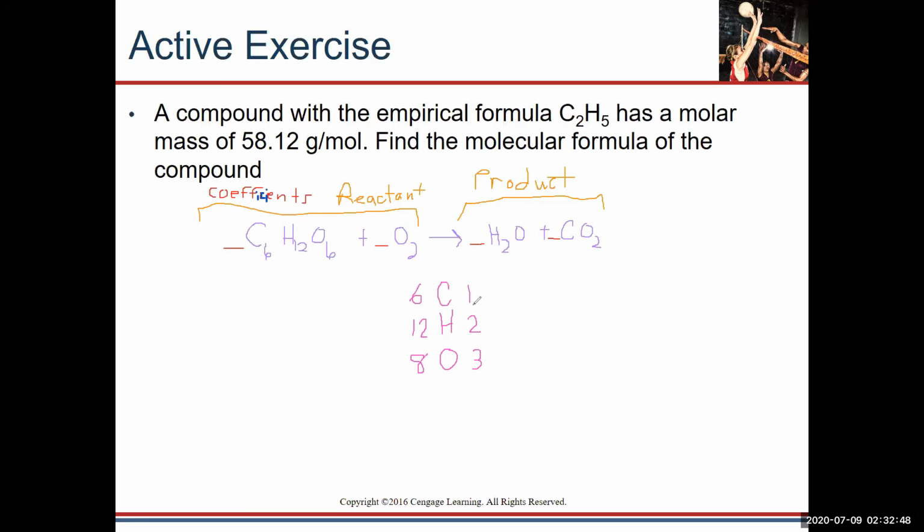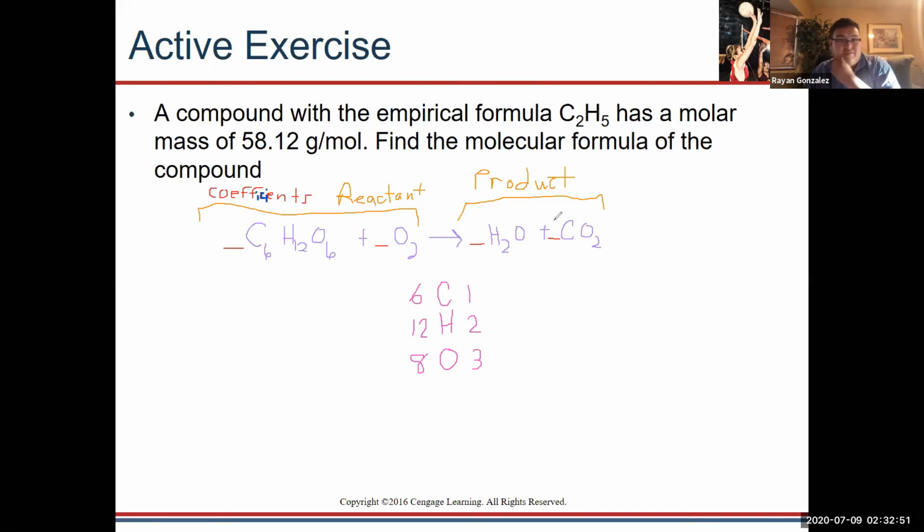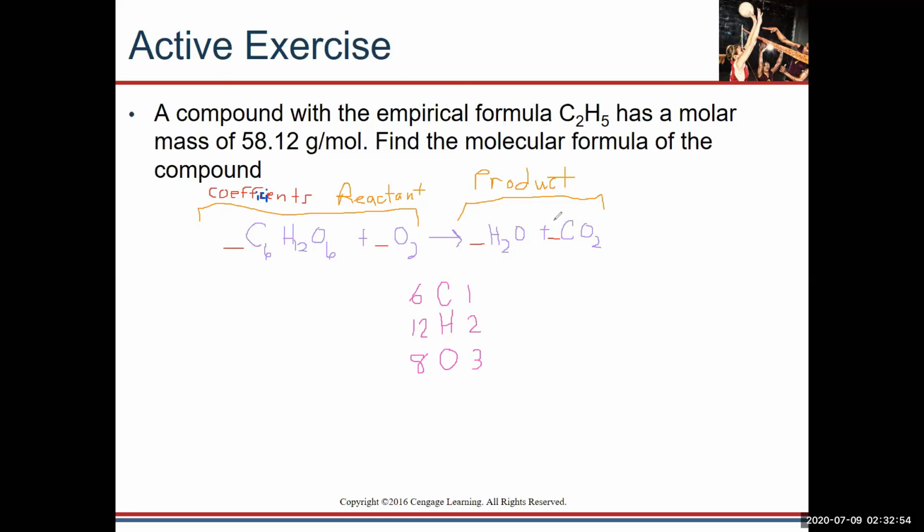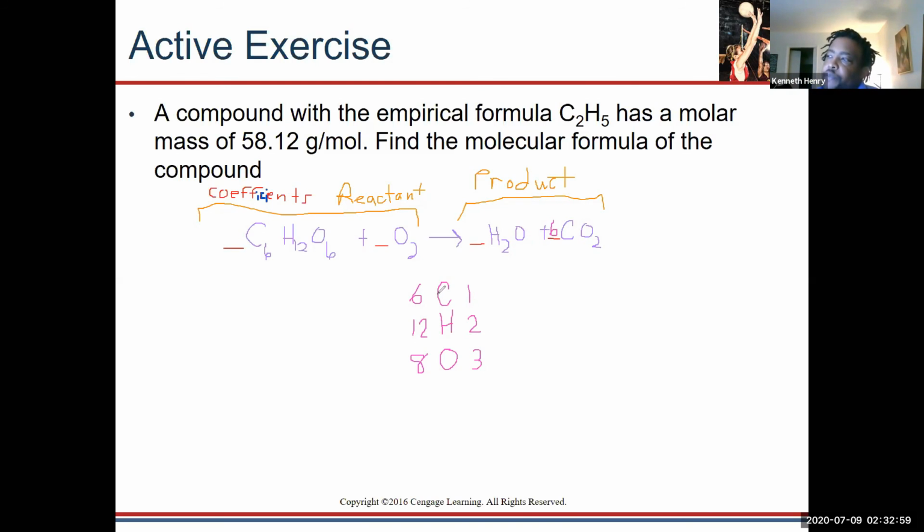Multiply it by a coefficient. Add a 6. So I'm going to put a 6 for my coefficient here. That means I have 6 CO2s. So how many carbons do I have? 6. I have 6 carbons now. How many oxygens do I have on my product side now? 8. Okay, I have 8 and 8. That's already looking good, right?